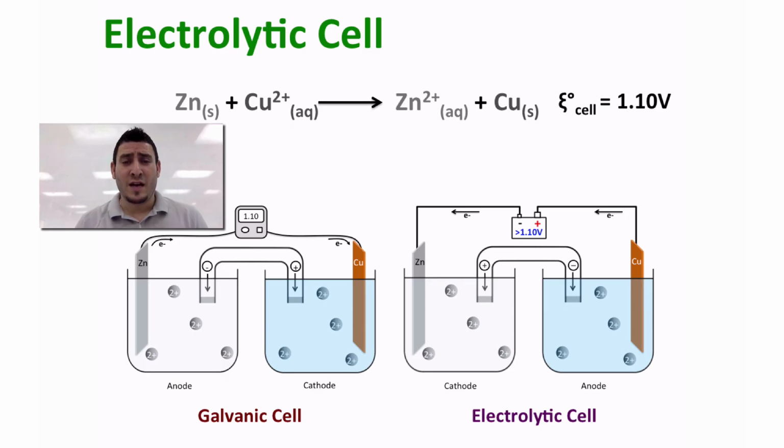Consider the following reaction between zinc and copper. The cell potential is 1.10 volt, which is positive. So this redox reaction will proceed spontaneously in the forward direction, and therefore it will form a galvanic cell.